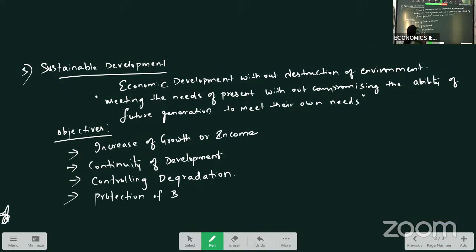Protection of biodiversity. Here, sustainable development assigns priority to preserving biodiversity. Biodiversity means what? All types of species, living organisms, live together. One is dependent on the other. So such biodiversity should be protected. All production activities are related to biodiversity. Genetic diversity, species diversity, and ecodiversity are to be maintained for sustainable development.